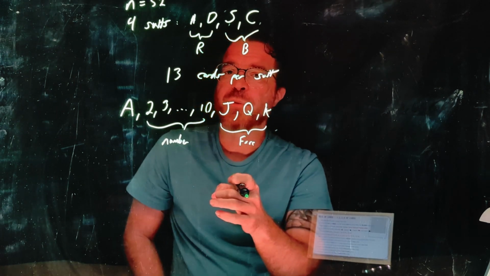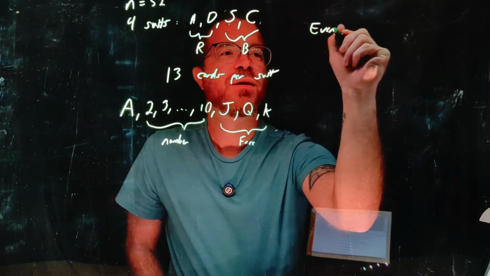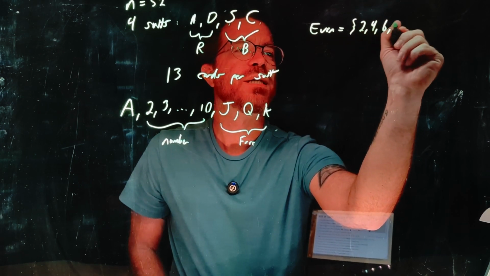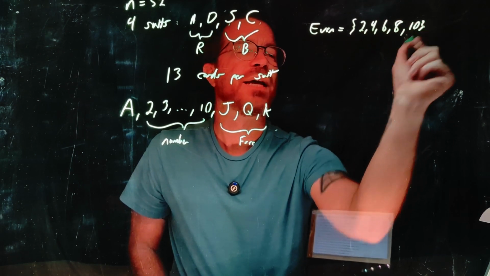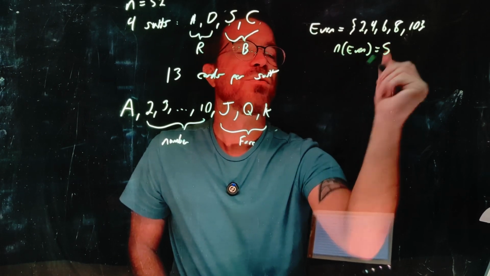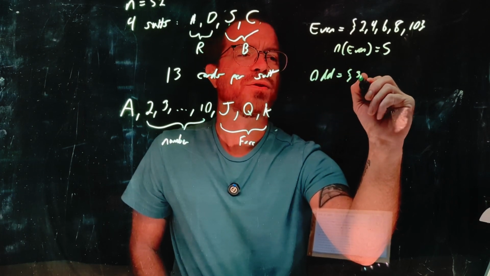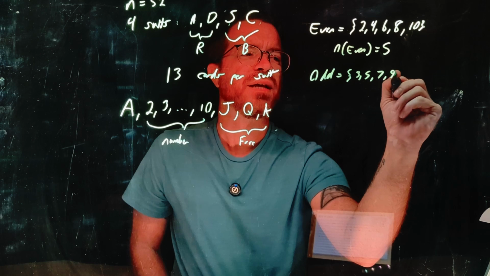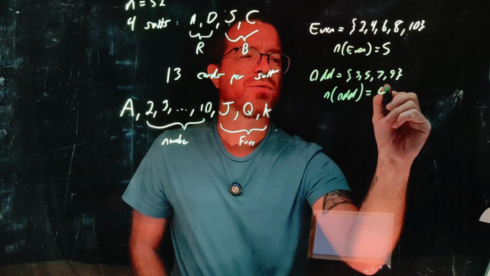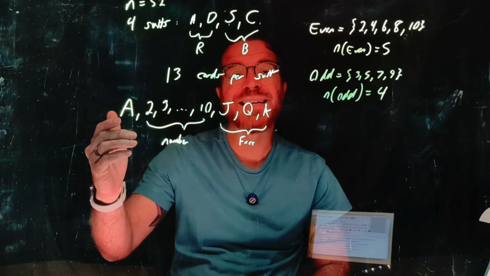Now, one thing I want you to be careful about when you're doing card problems is if you look at the even cards, they are 2, 4, 6, 8, 10, meaning that the number of evens is equal to 5. But the odd cards are 3, 5, 7, and 9, meaning that the number of odd cards is only equal to 4. You should be careful about this because remember, there is no 1, there's an ace.